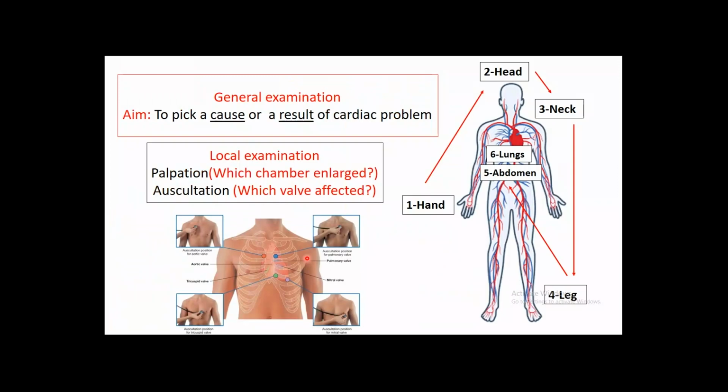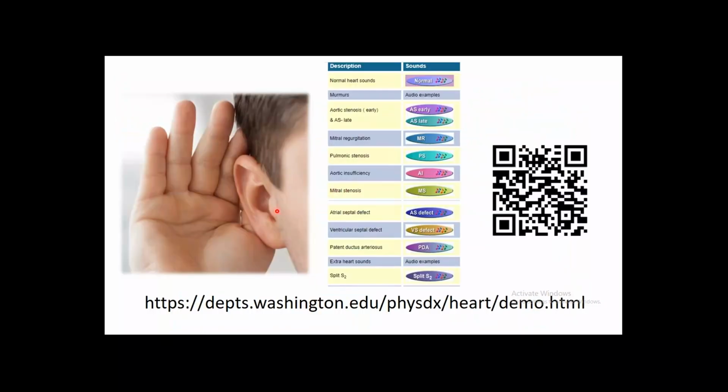So to summarize our lecture, as we said before, general examination of a cardiac patient aims to pick a cause or a result of a cardiac problem, starting from a general look, then circulation starting from the hand, head and neck, leg, abdomen and lung, then local cardiac examination with palpation to appreciate which chamber is enlarged, and auscultation to find which valve is affected. And this is a good website where there are many records of different heart murmurs.